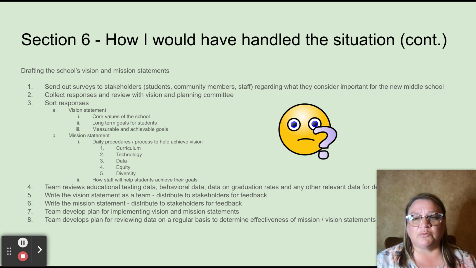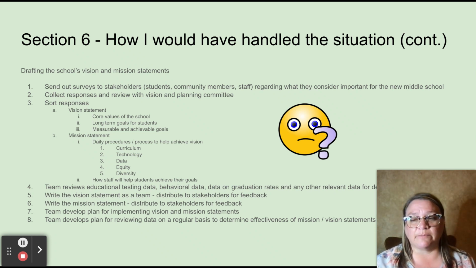Then the team would review the educational testing data, the behavioral data, the data on graduation rates, and any other data that they determine is relevant for deciding what should be in that vision and mission statement. Then we would write that vision statement as a team and distribute that vision statement only to stakeholders for feedback, edit it as necessary. And then we would write the mission statement and distribute that to the stakeholders for feedback.